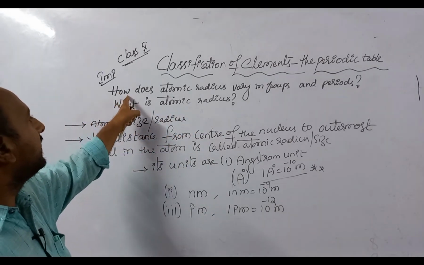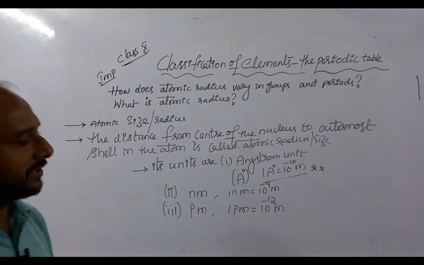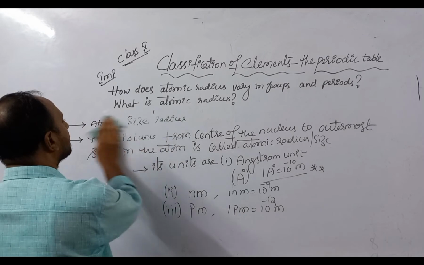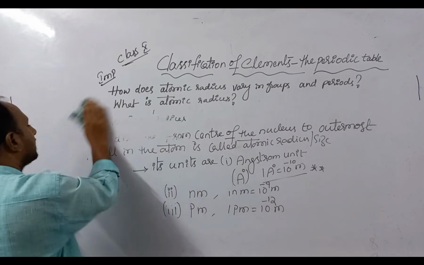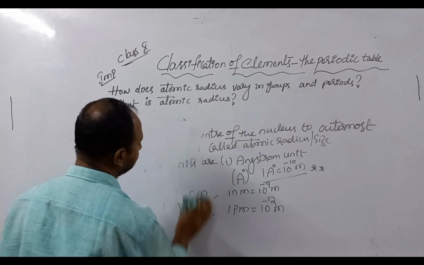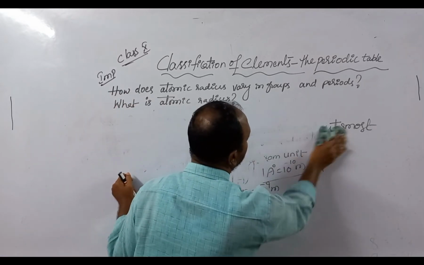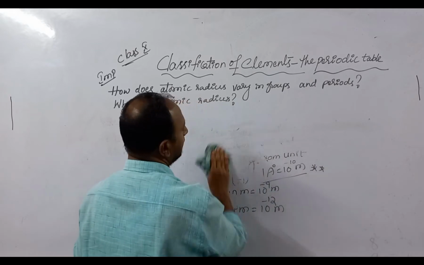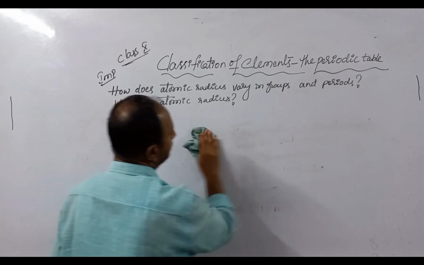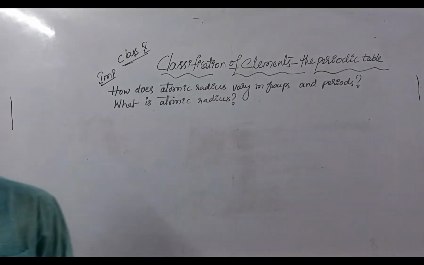Now here it is. How does atomic radius vary in groups and periods? So in the modern periodic table, how does atomic radius or atomic size change in a group from top to bottom and in a period from left to right? Important question for 4 marks or 2 marks. So now, variation of atomic size or atomic radius.